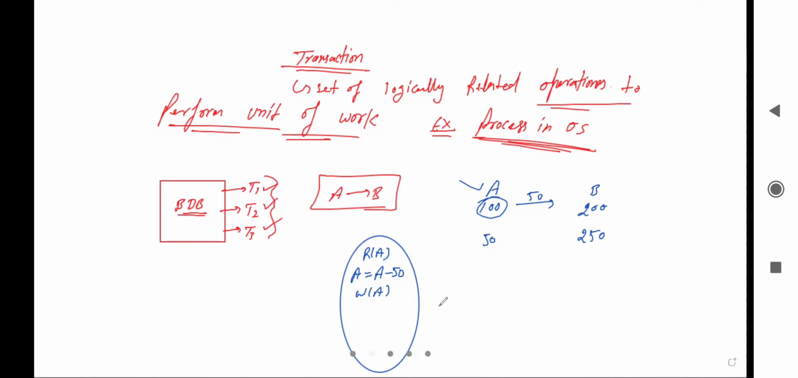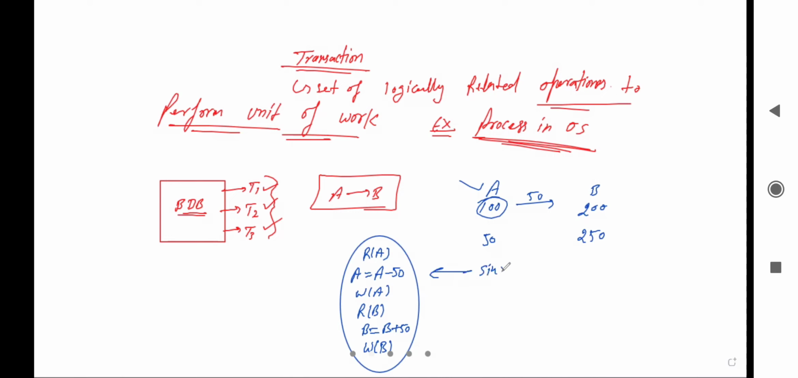And after that B was read, so read of B, and after that B equal to B plus 50. 50 was added to B and then B was written, so here it is write of B. Okay, so this is what a set of operations is, or we can say a single logical unit of work.